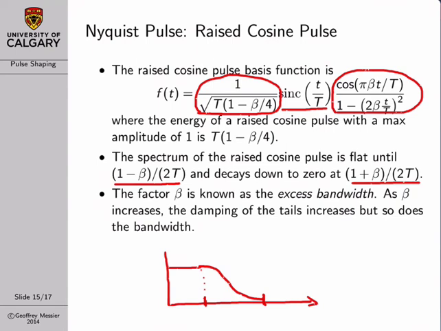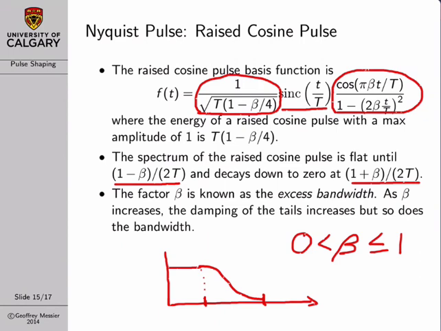Now, as you increase beta, the amount of damping increases. So you increase the rate of decay of the tails, which is good from an intersymbol interference perspective if you've got error in your system. So if you have timing error in your system, you want beta to be as high as possible. Generally, beta is greater than 0 and less than or equal to 1, and we express it as a percentage.